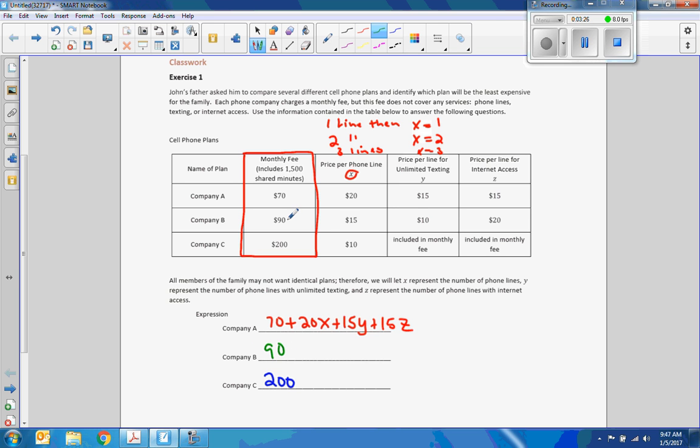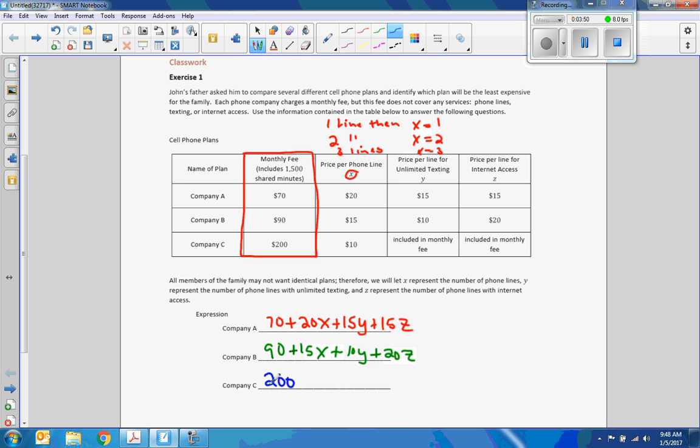Company B was $90 flat rate, $15 for every phone line. So we're going to add $15 for every phone line X. We're going to add $10 for every Y, which represents unlimited texting. And then we're going to add $20 for every Z, which represents internet access.